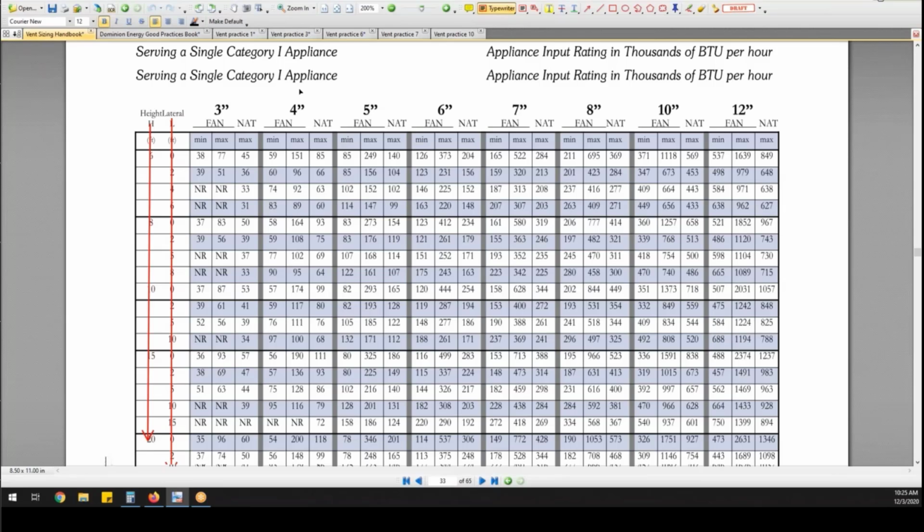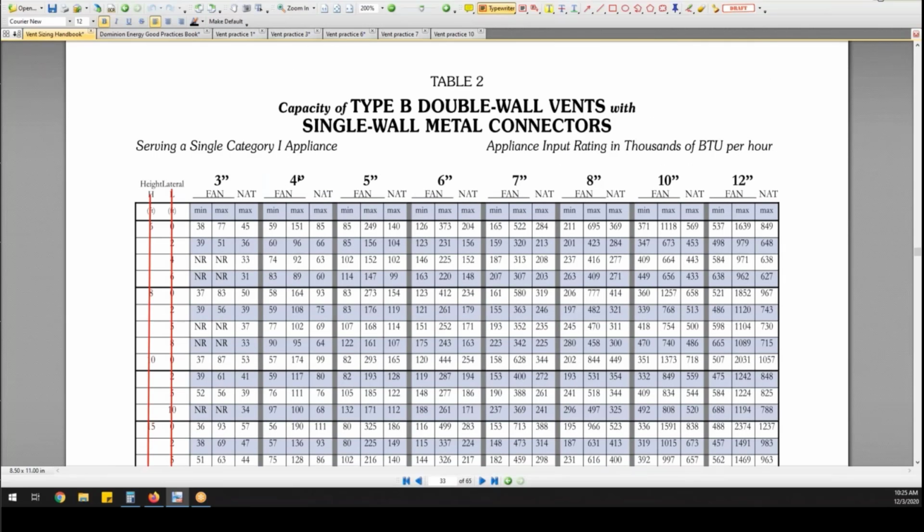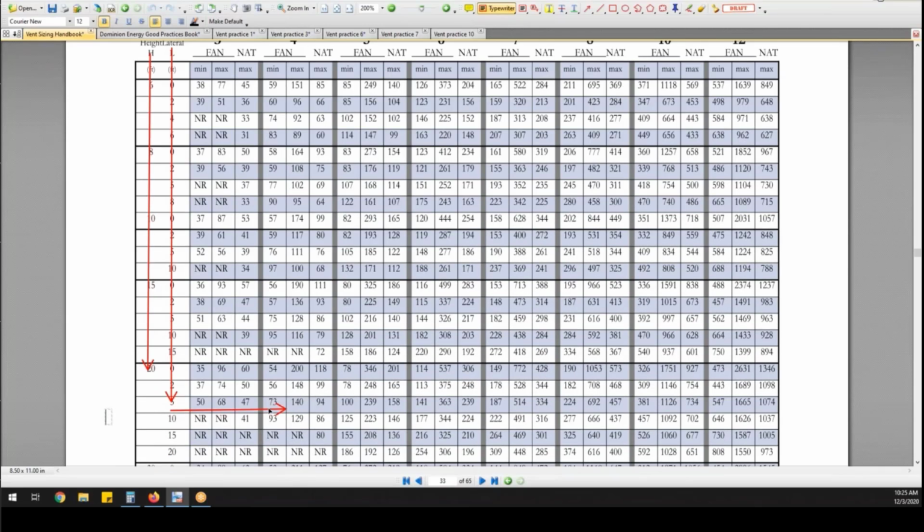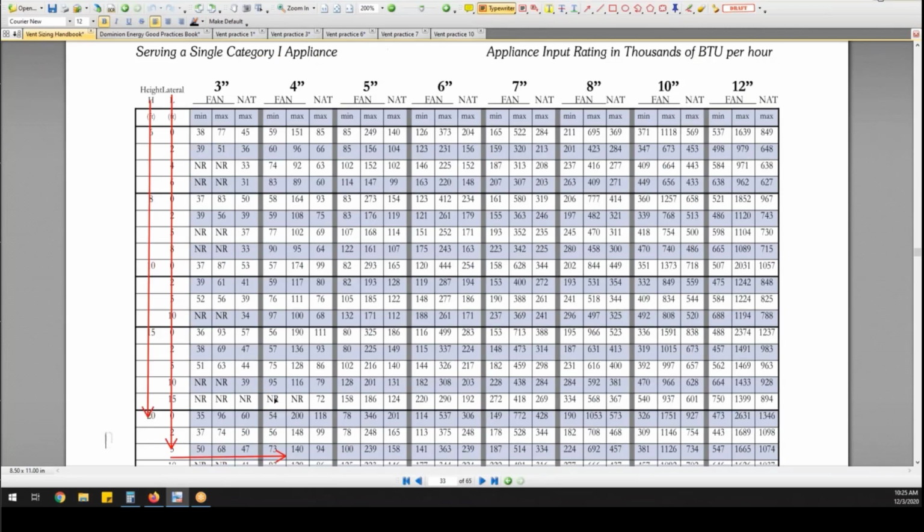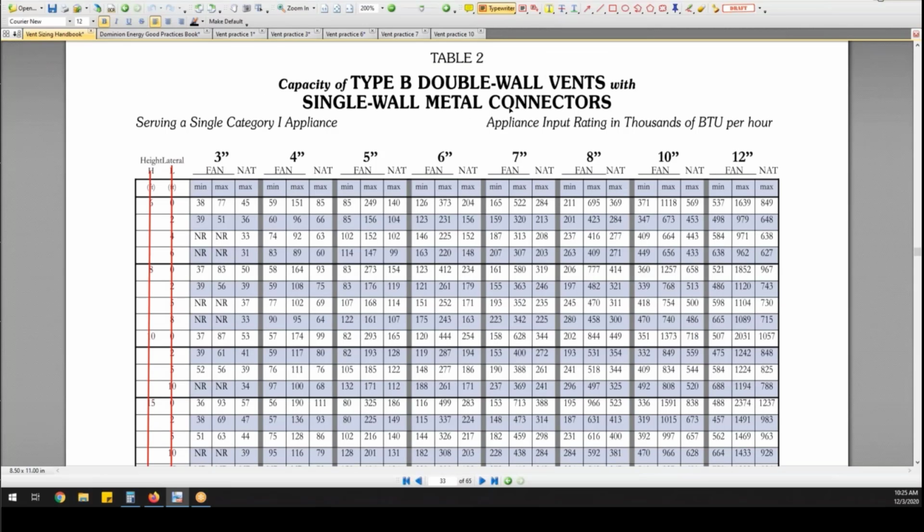So I can't use 4-inch single wall connectors to do this because I can't produce enough heat. My 60,000 does not fall in between that. Can't get it hot enough. So nope, I can't save money by going to single wall metal connectors.